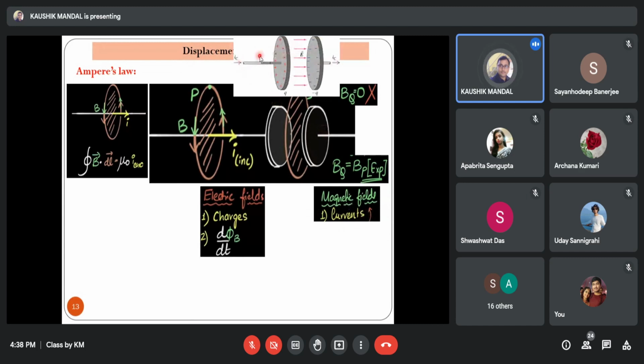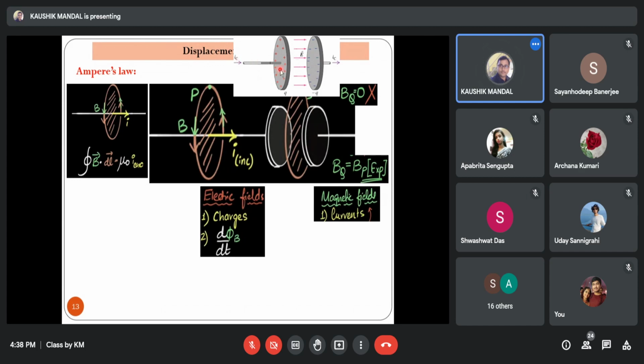Basically, when we are considering a parallel plate capacitor and this current carrying conductor is connected with this parallel plate capacitor, you have to consider the charge distribution on both the plates. So depending on the charge distribution, we can easily draw the electric field lines in between the two parallel plates. Now, if there is any change in magnetic field or in this particular current, suppose this current is increasing or decreasing.